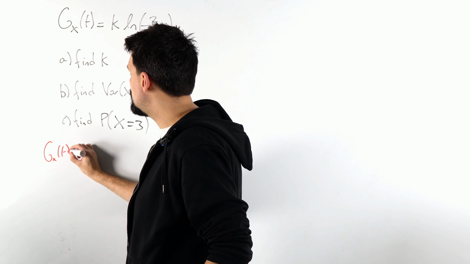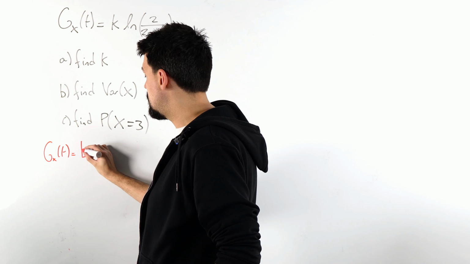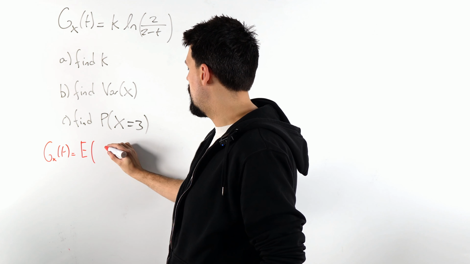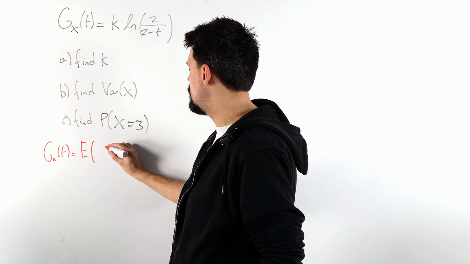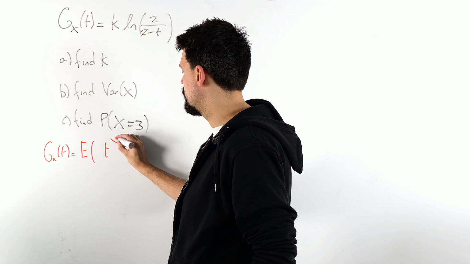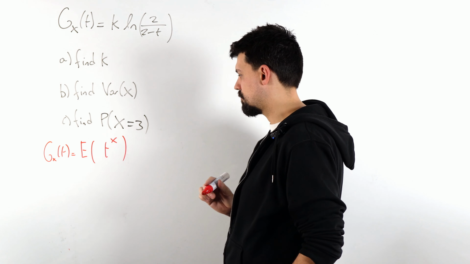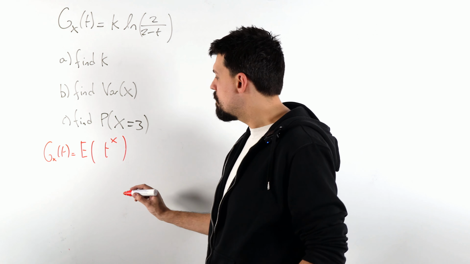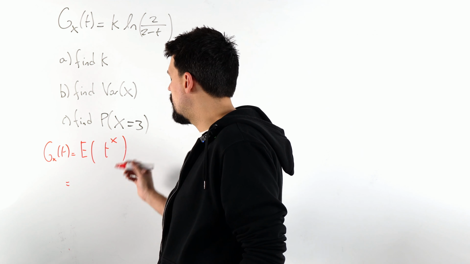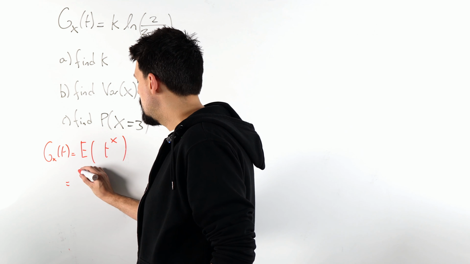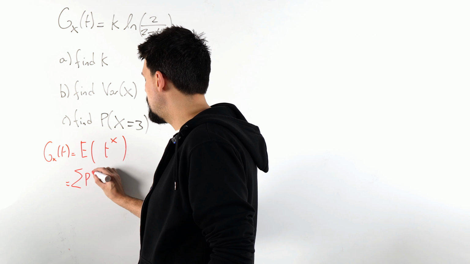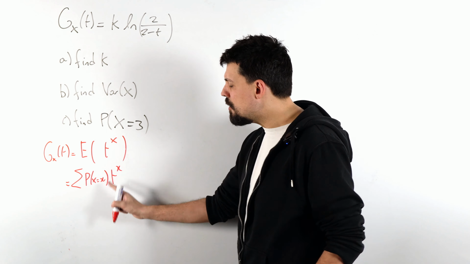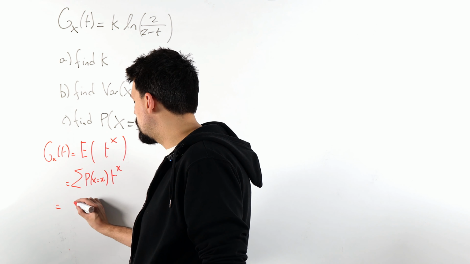So G_X(t) is the expected value of t to the X. Okay? So that idea is going to be useful for us. But what does that mean? Well, the expected value of a function of X is the sum of the probabilities times that value. And I'm going to write a few of these out because it does illustrate a good point for me later.